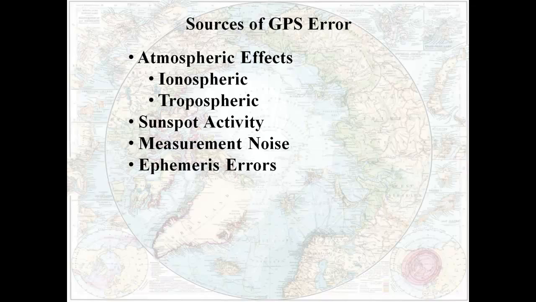Ephemeris errors are errors in exactly where that satellite or those satellites might be located. They might be really close. The control segment might know pretty closely where they are, but not exactly.